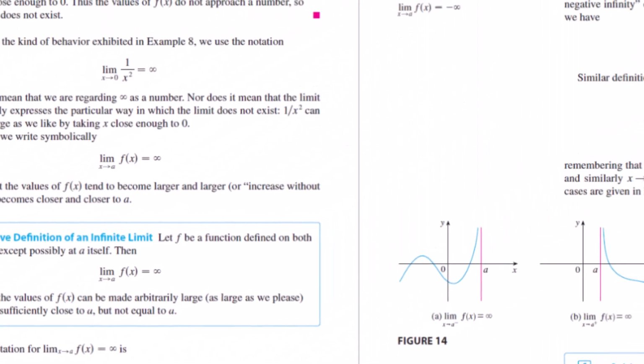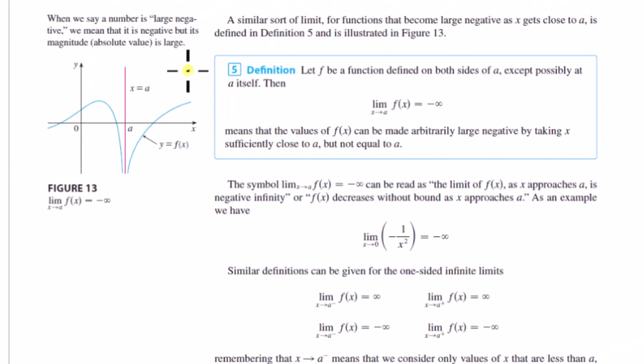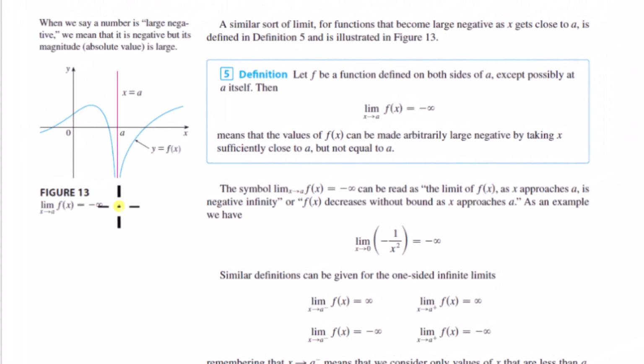Now we're going to think about an infinite limit in regards to negative infinity. Here you're ballooning to larger and larger values of magnitude that are negative. So it's the same idea. Let f be a function defined on both sides of a, except possibly at a itself. We don't care what's happening at a itself. Then the limit as x approaches a of f of x is equal to negative infinity means that the values of f of x can be made arbitrarily large negative numbers by taking x sufficiently close to a but not equal to a. It's the exact same idea, just in regards to large negative numbers in magnitude.